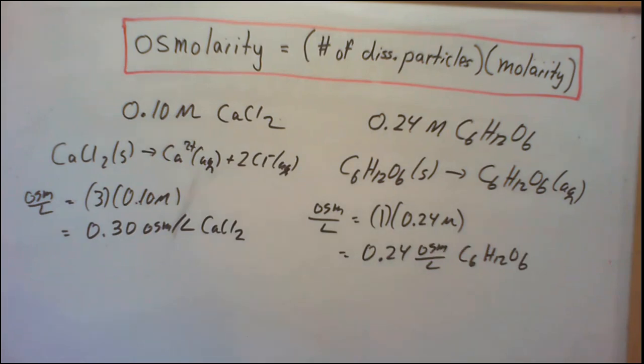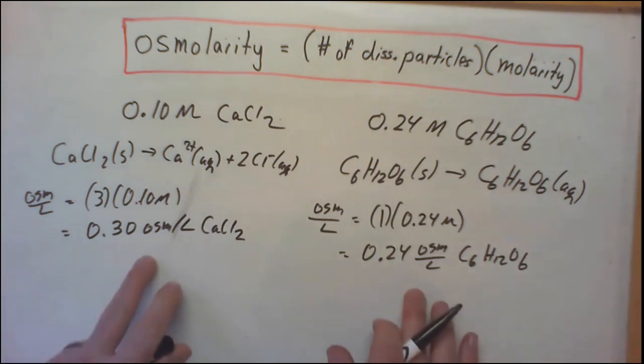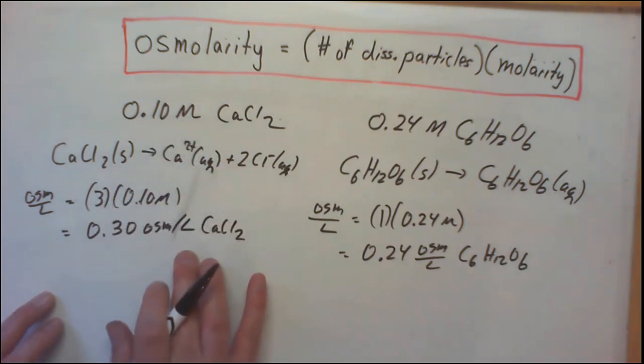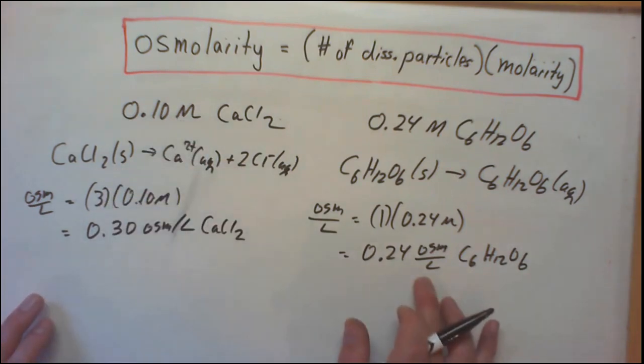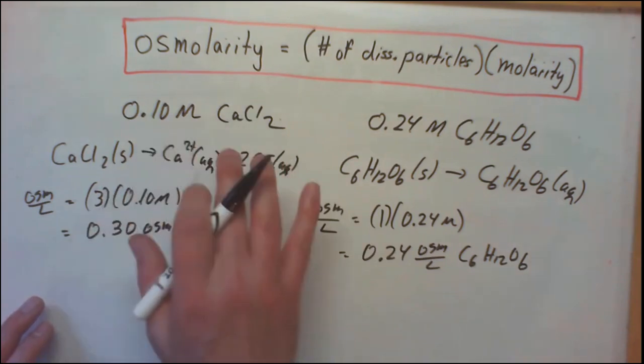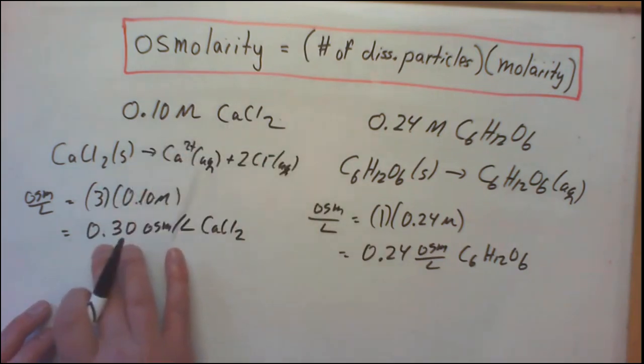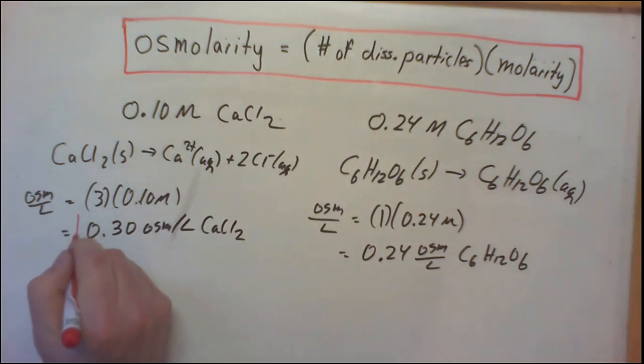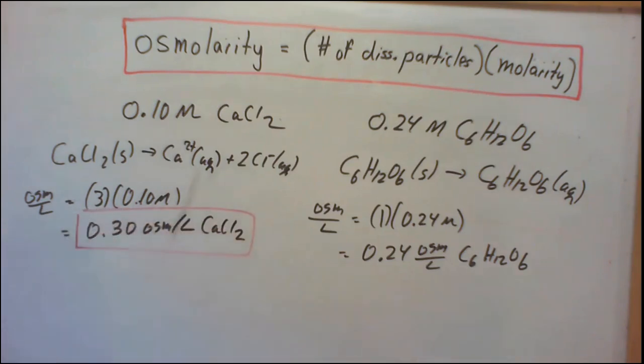So in determining relative boiling points, we want to compare osmolarities. Notice that this solution has a higher osmolarity than this solution does. Even though the molarity is lower, that's not important. What's important is the osmolarity, because this number is higher than this number. We would expect, consequently, that a 0.3 osmoles per liter calcium chloride solution should have a higher boiling point than that of the 0.24 osmoles per liter C6H12O6 solution.